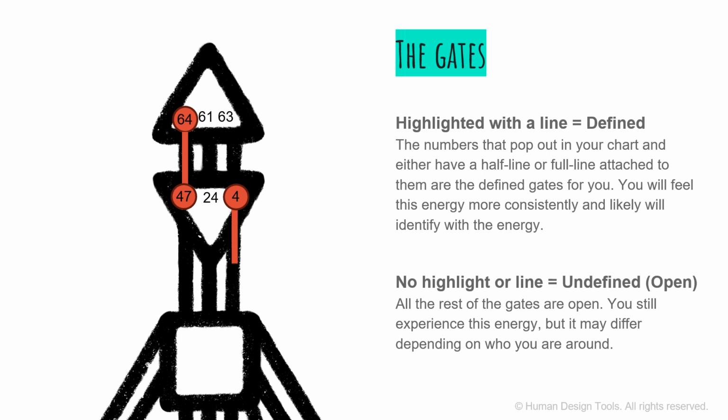If you have no highlight or line, like number 24 or 61 or 63 in this example, those are considered open gates, and you still experience this energy. We experience the energy of all the gates in the chart, but it's going to differ depending on who you're around, because it's considered open or undefined, and you're taking in energy from other people and feeling it. So it's going to vary based on who you're around.